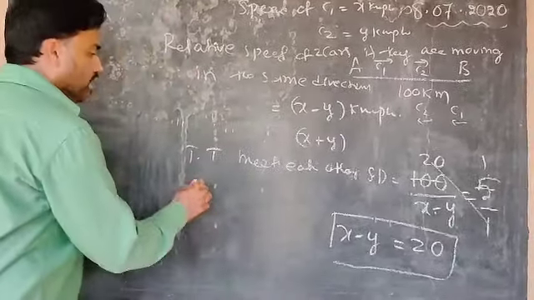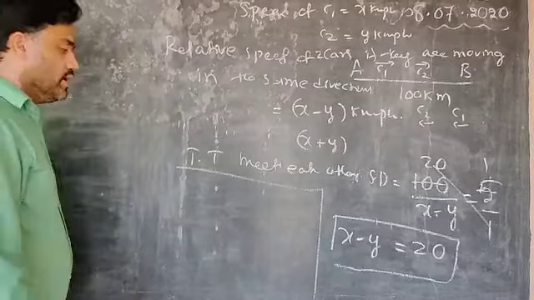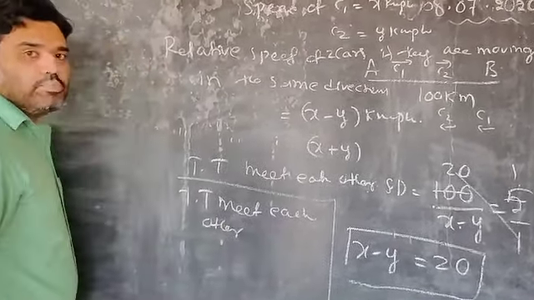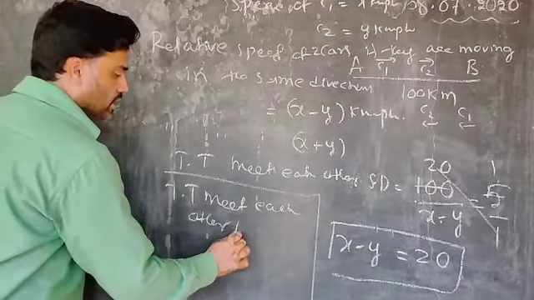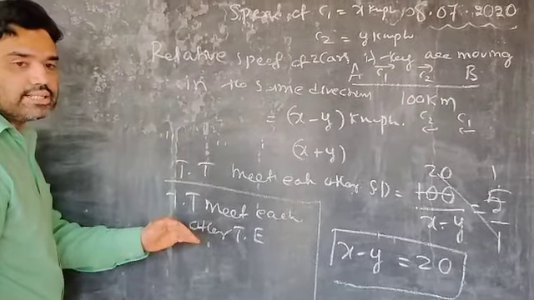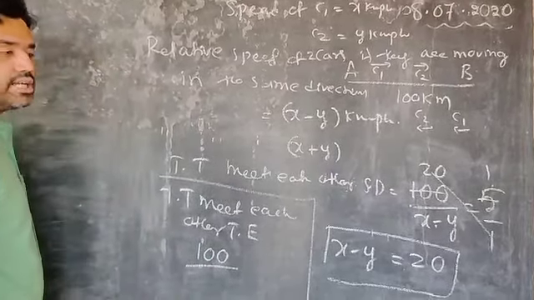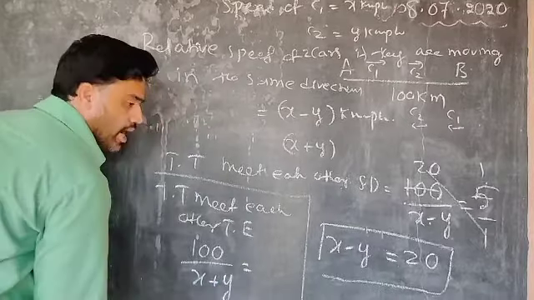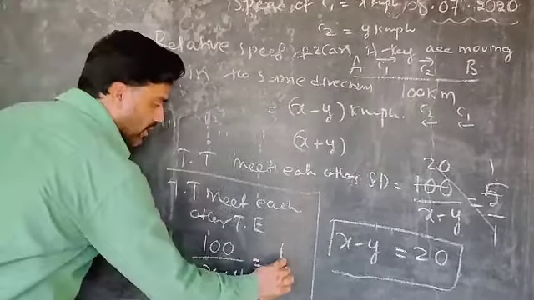So now, time taken to meet each other if they are traveling towards each other. That is now if they are moving towards each other. So I told you, for time we have to divide the distance by speed. What is the distance here? 100. And what is the relative speed if they are moving in the opposite direction? x plus y. And what is given in the problem is 1. In 1 hour they will meet.